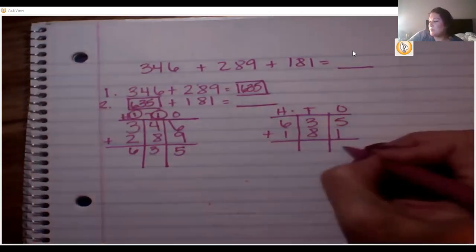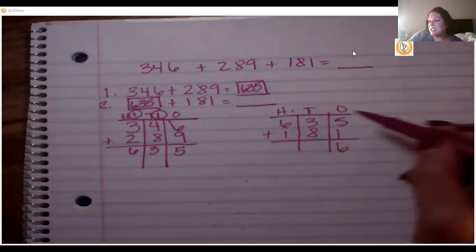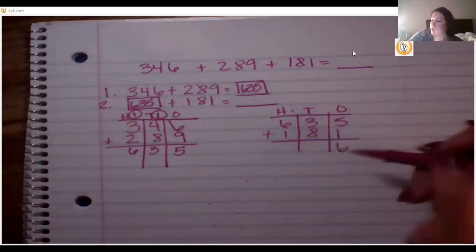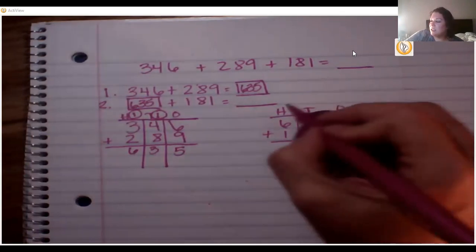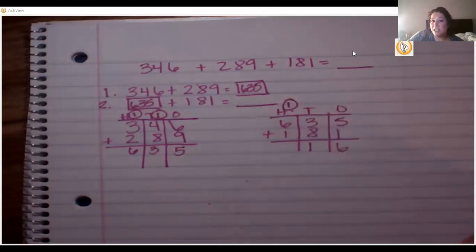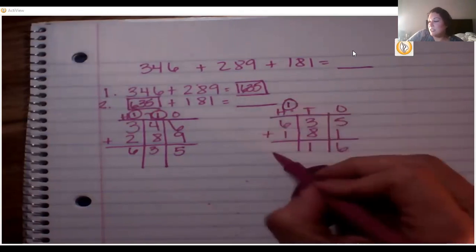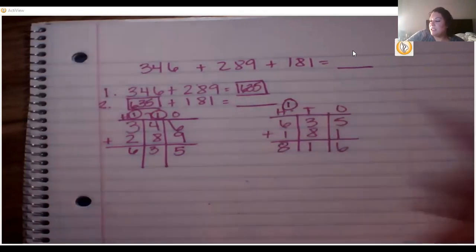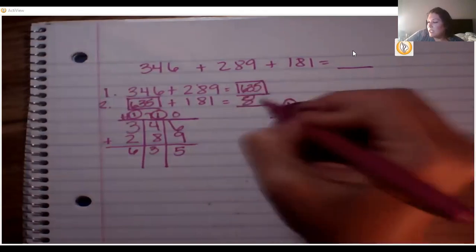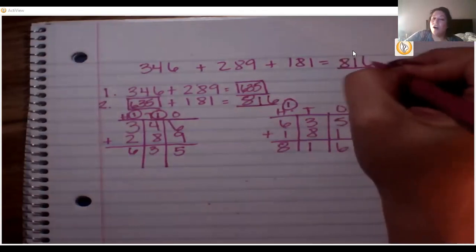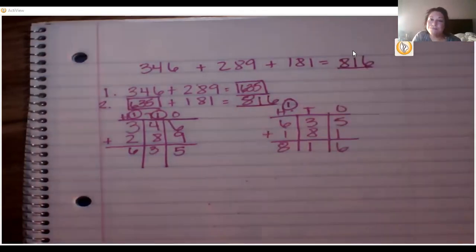5 plus 1 gives me 6. 3 plus 8, I'm going to count this one up. 8, 9, 10, 11. Gives me 11. Carry it over to the hundreds place. 6 plus 1, that's 7. Plus 1 more, don't forget. That will give me 8. That means my entire problem is 816. That is all the steps that I have done together. 816. Okay, so we're going to practice another one.